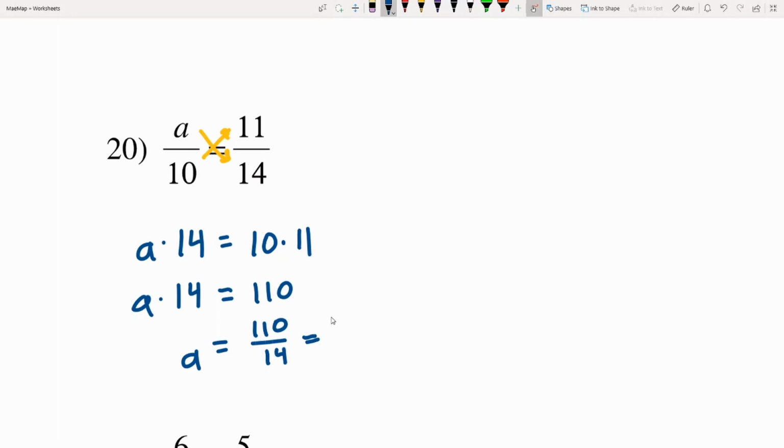Both are even, so I can simplify this down. However, if I'm just using my calculator, I'll get 7.857, which I'll round to 7.86. Again, the online solutions say 7.85, but they round it down as opposed to rounding to the closest hundredth.